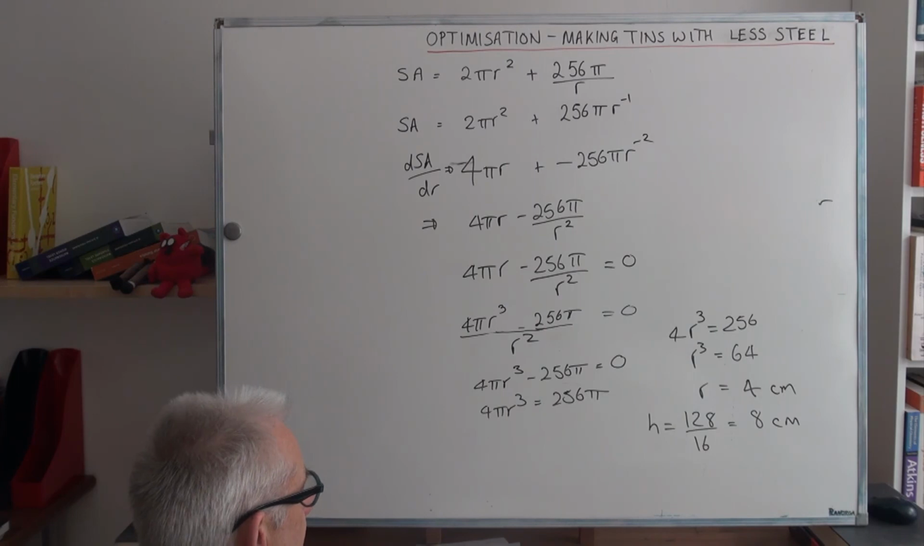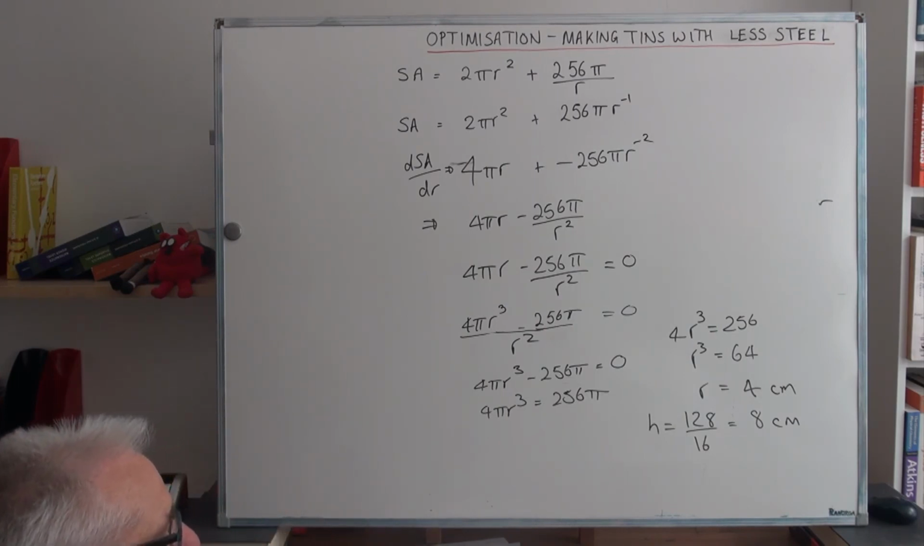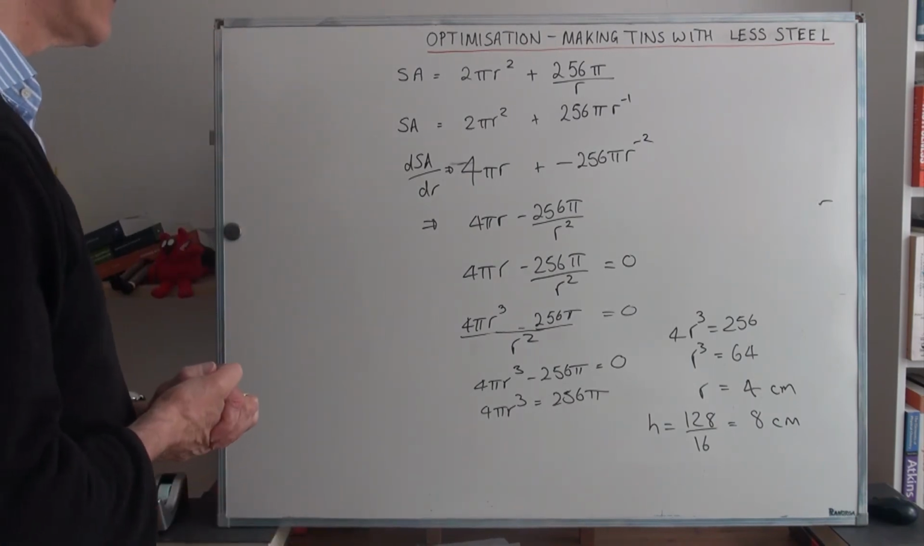The height of the tin needs to be 8 centimetres and the radius of the tin needs to be 4 centimetres. Thank you.